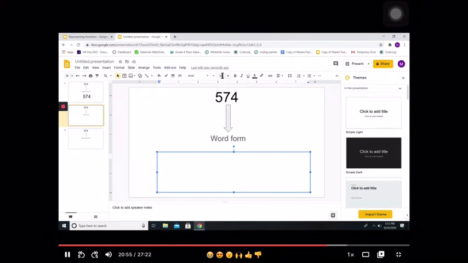I want you guys to really think. What would 574 be in word form? Think. Thinkity, thinkity, think. Okay, so write it down. Pause the video and write it down. And then I'm going to tell you the right answer. So this is actually how you have 574.